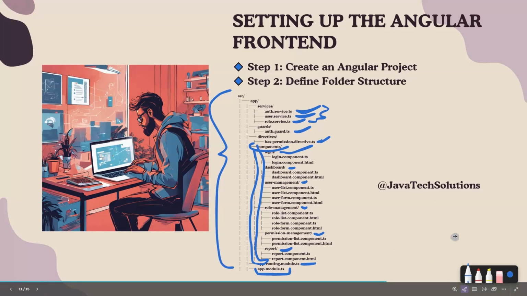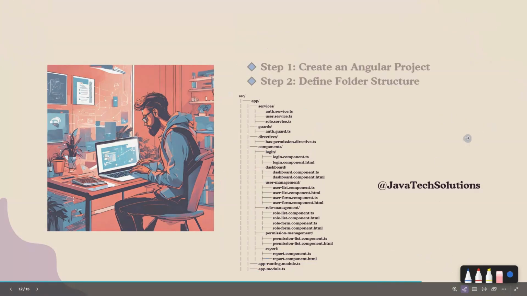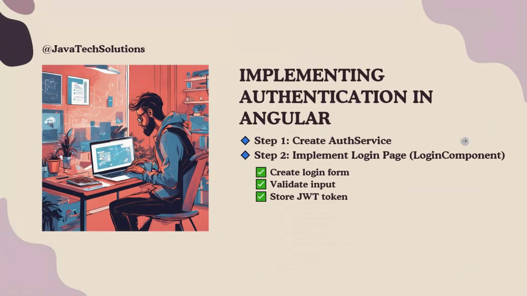I hope it's clear till now, because there are certain other things. First of all, you need to create the auth service. For implementing the login page, the login component, we need to create the login form. Then we validate that input. After successfully logging in, we store the JWT token in the local storage of that particular Angular app.